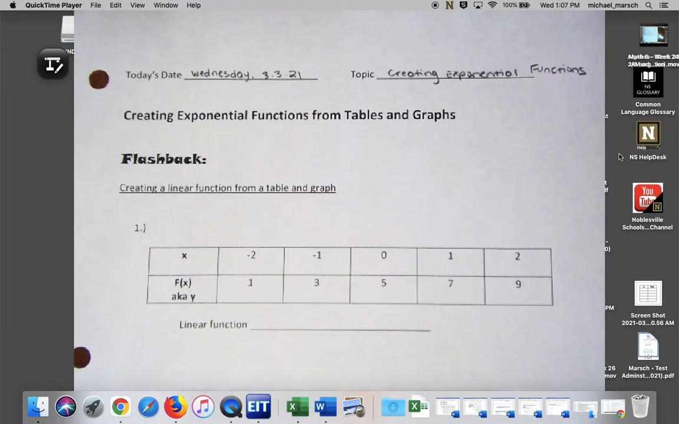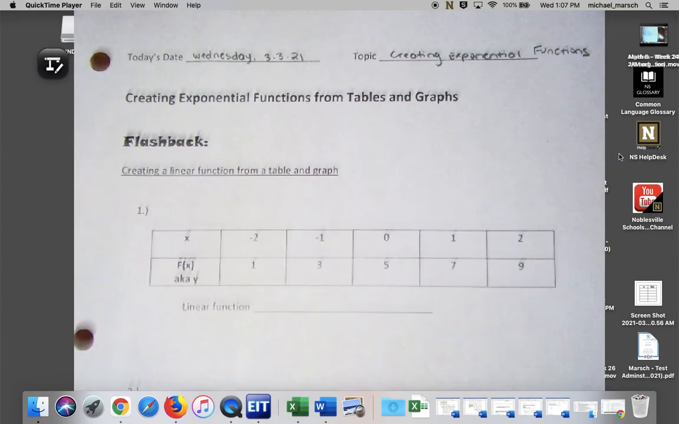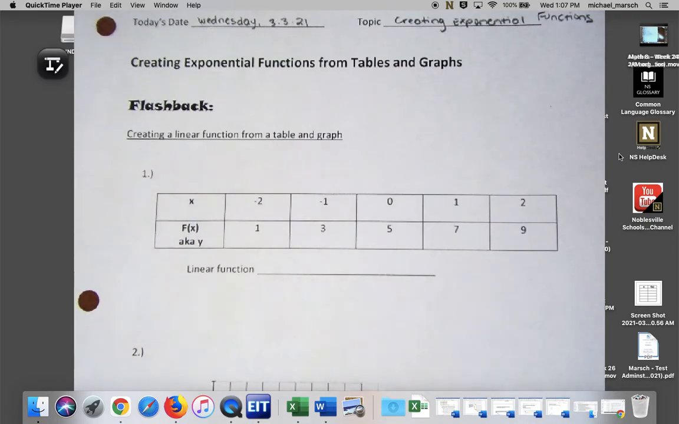So we're going to start out today with a little bit of review of how to create a linear function. On your quiz next week, you will be given tables and you will be given graphs, and you need to be able to create linear functions and exponential functions. Okay, so the linear ones are review, right? Who remembers what we use for a linear function? Y equals AX plus B.